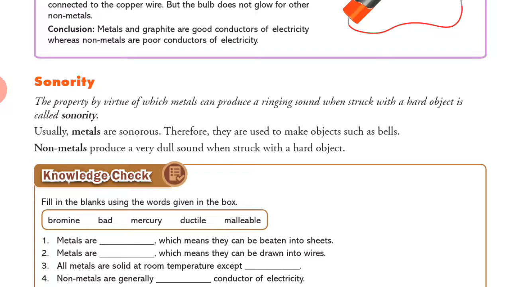Sonority is another criteria or physical property on the basis of which metals and non-metals can be easily differentiated. The property by virtue of which metals can produce a ringing sound when struck with a hard object is called sonority, and the object that shows this property is called sonorous. Metals are sonorous, therefore they are used to make objects such as bells. Non-metals produce a very dull sound when struck with a hard object, so they are non-sonorous.